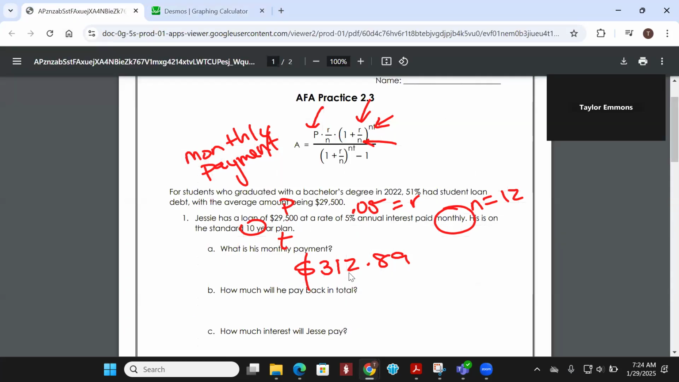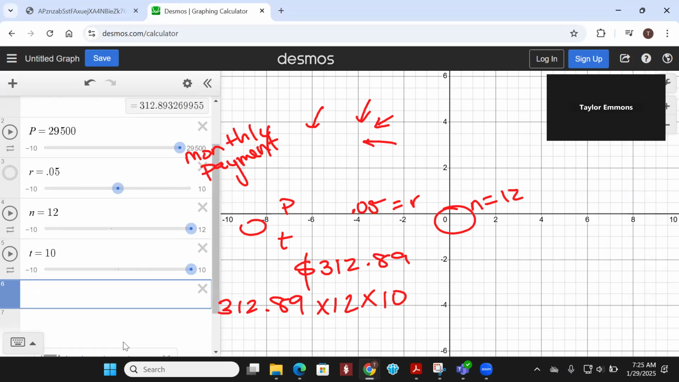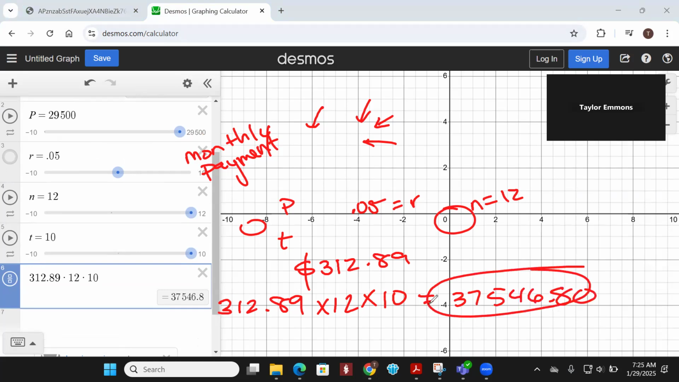Okay. All right. How much is going to be paid back in total? So we're going to take our monthly payment. We're going to multiply it times 12 because that's how many months are in a year. And then we're going to multiply that times 10. So our total is going to be 37,546.80. That's how much you're going to pay in total by the time you get done paying things off. So in 10 years, you'll spend $37,000.